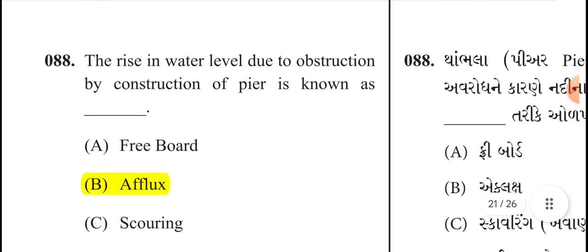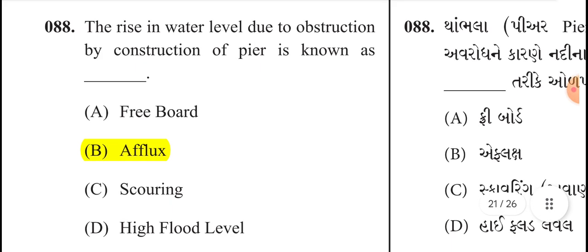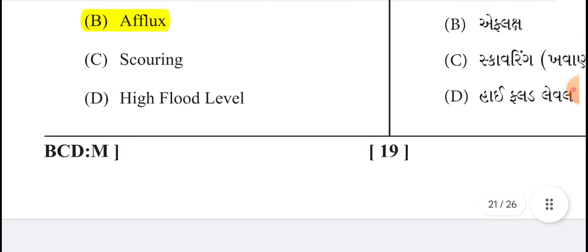The rise in water level due to obstruction by construction of a pier is known as: freeboard, afflux, scouring, high flow level. The rise in water level due to obstruction by construction of a pier is known as afflux.